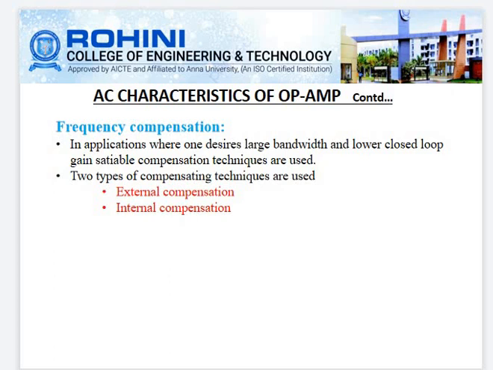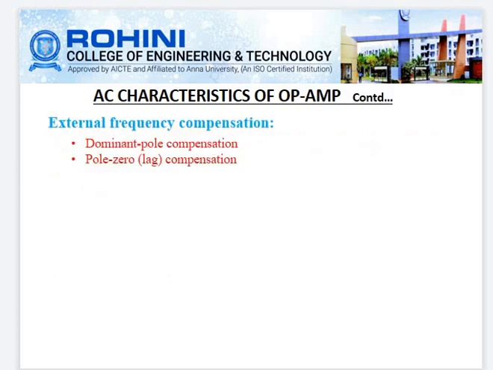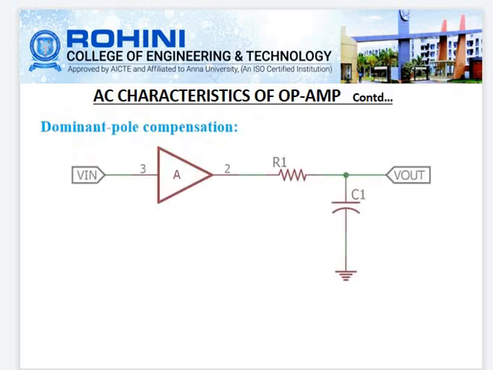Frequency compensation. In applications where one desires a large bandwidth and lower closed loop gain, stable compensation techniques are used. Two types of compensating techniques are used. One is external compensation and another one is internal compensation. External frequency compensations are again classified into two types: dominant pole compensation and pole zero or pole lag compensation.